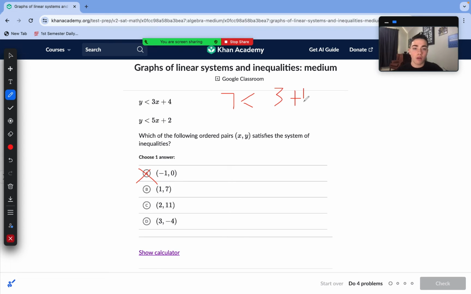3 plus 4. And it does not fulfill our first equation. 7 is equal to 7, not less than. On to answer choice C.